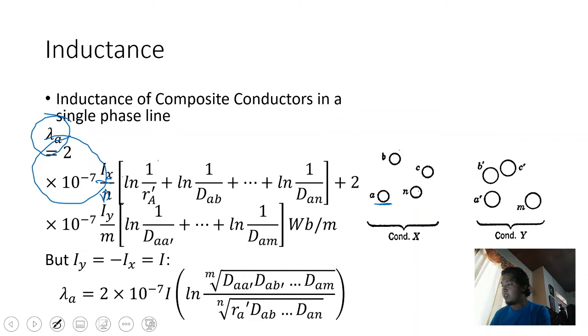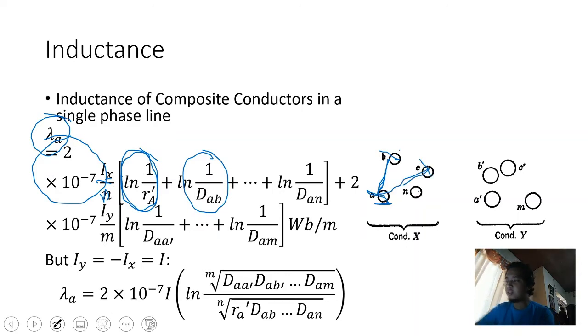Okay, so I guess we've established that this represents the internal and external inductance due to the current in A. Then this is ln dAB, because that is the distance between A and B. Take note that it is center to center. Okay? You also have the distance between A and C, center to center. Sorry, my writing isn't even.